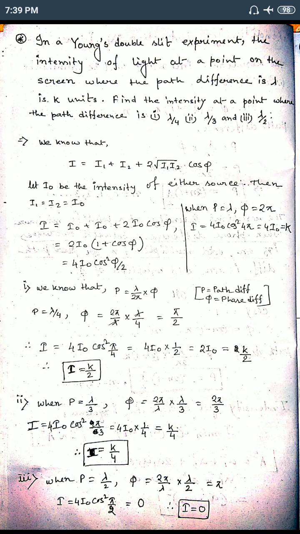After that we go to the next theory of interference, that means we find out the width of the dark fringe and the bright fringe.